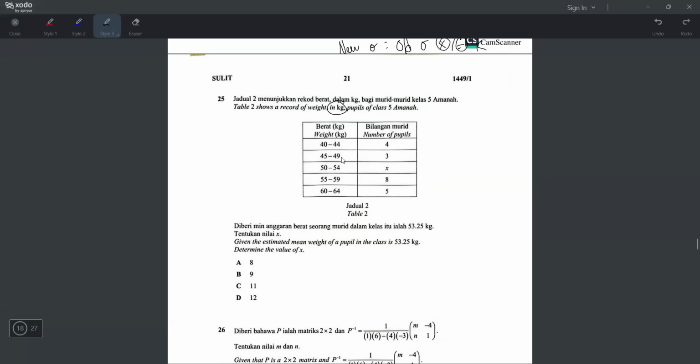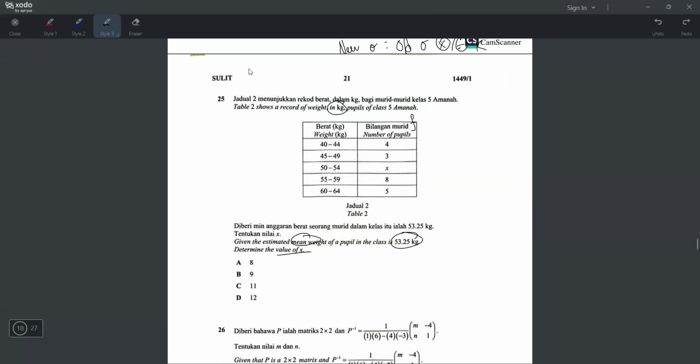Okay, macam mana saya tahu dia group data ke ungroup data? Okay, senang je. Kalau dia ada bagi kelas, dia adalah group data. And this is group data, sebab dia ada bagi kelas. And this one confirm is the frequency, the kekerapan. Okay, given the estimated mean is 23.25, determine value of X.